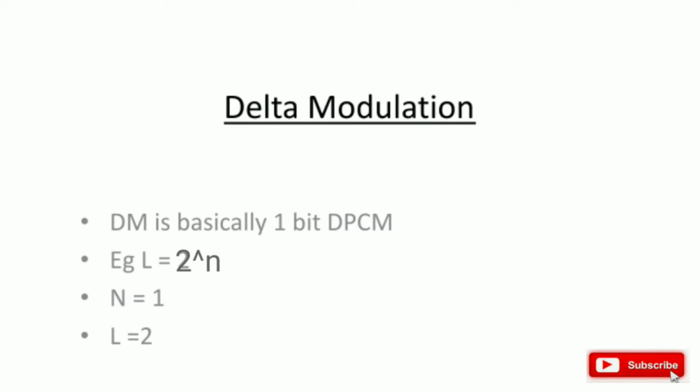The basic concept behind delta modulation is that the approximated staircase version of the sampled signal is compared with the original message signal, or what we call the current sample value, and a difference signal is produced, and we judge our signal according to the difference signal.